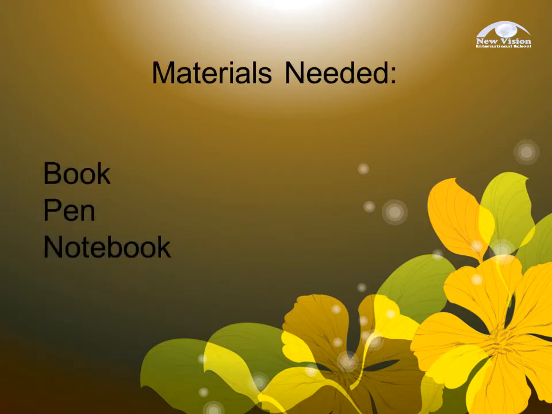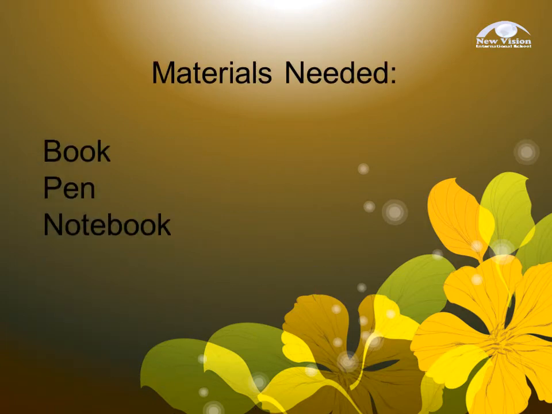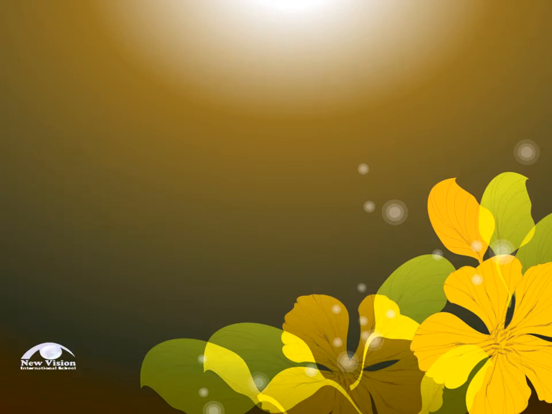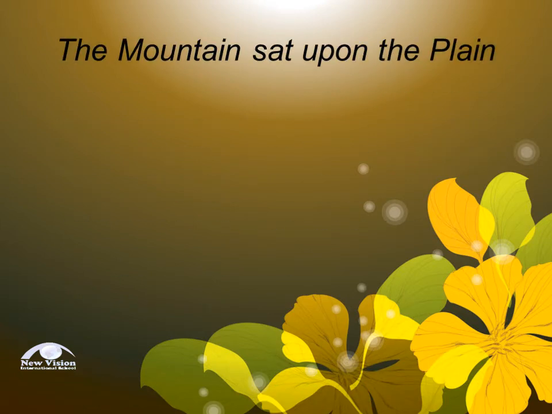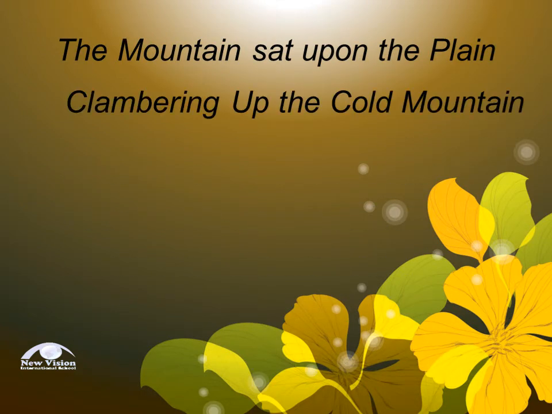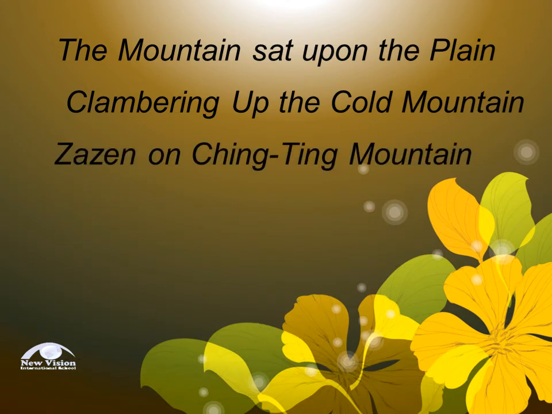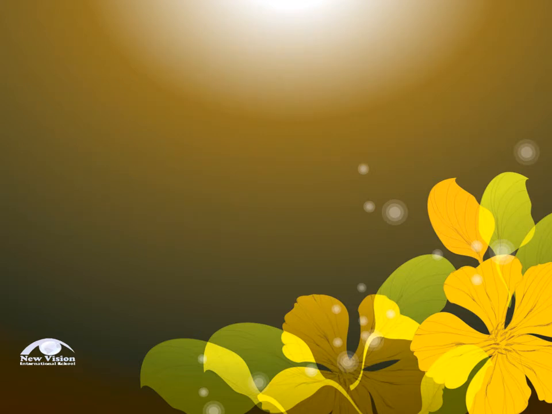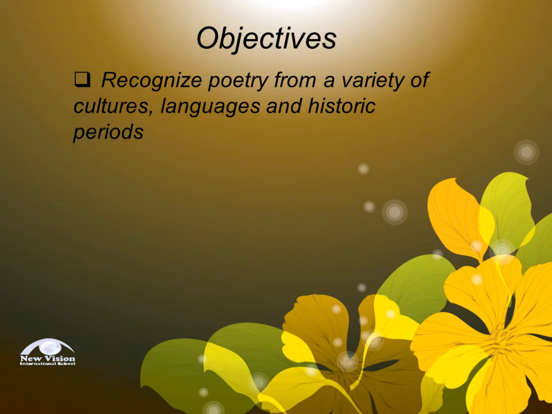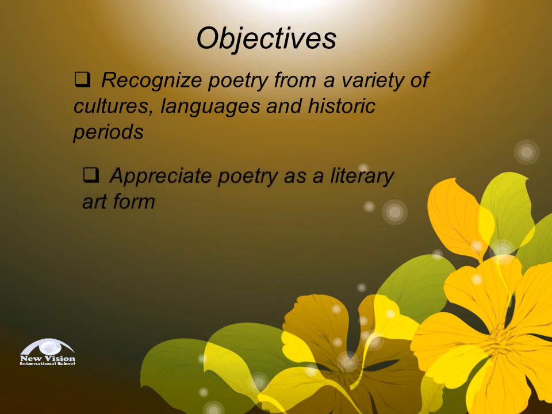Materials needed for these discussions: your book, your pen, and your notebook. Today, we are to tackle three poems. First, The Mountain Sat Upon the Plain, Clambering Up the Cold Mountain, and Zazen on Ching-Ting Mountain. You can see this in your student anthology book on pages 318 to 322. Our objectives: recognize poetry from a variety of cultures, languages, and historic periods, and appreciate poetry as a literary art form.